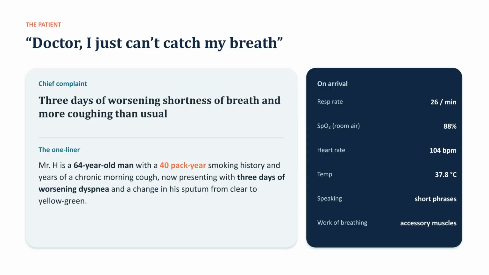Let us meet our patient, Mr. H, a 64-year-old man with a significant smoking history. He is presenting with a 3-day worsening of his baseline cough and dyspnea, accompanied by a change in sputum color. His exam shows tachycardia and hypoxemia, which will guide our assessment.